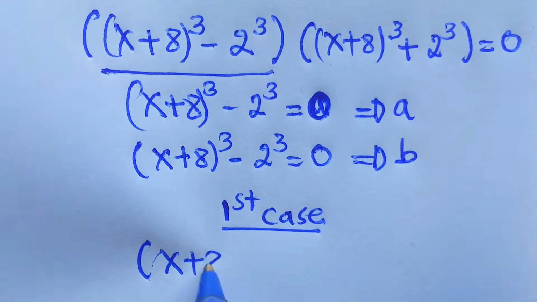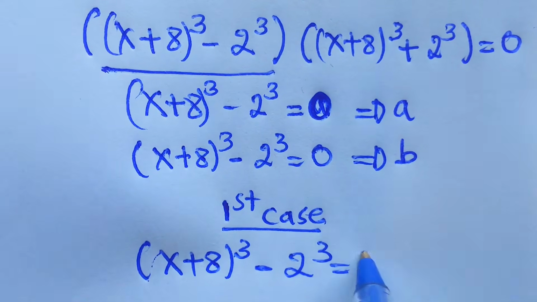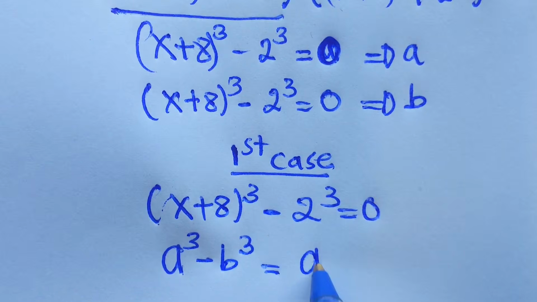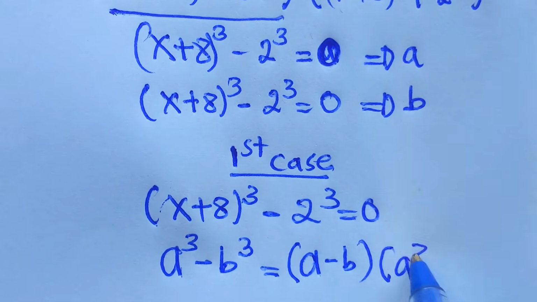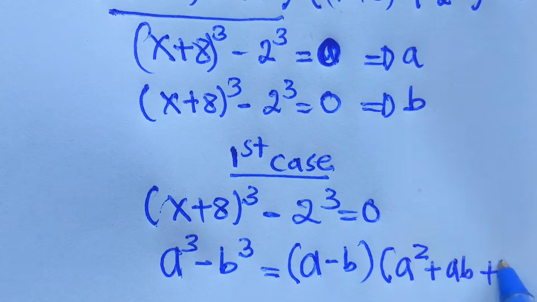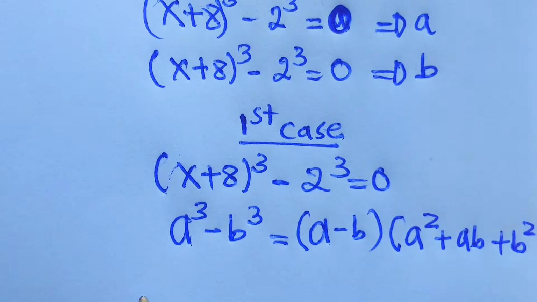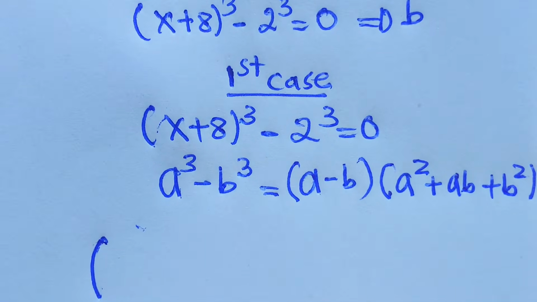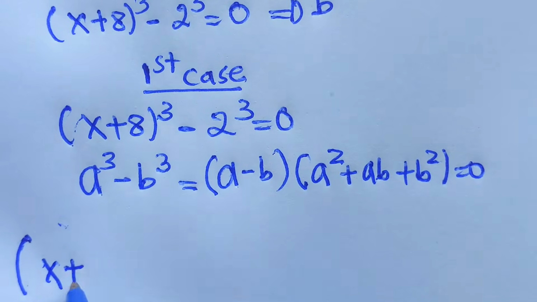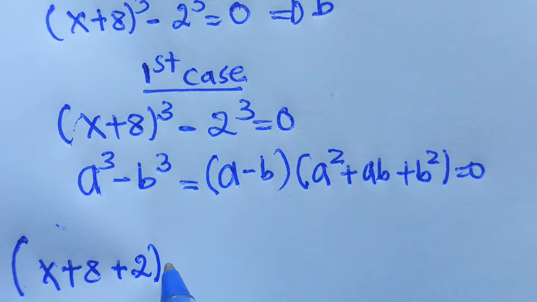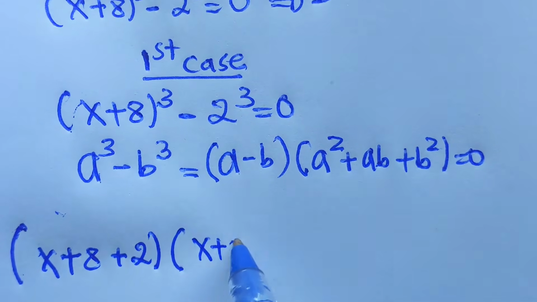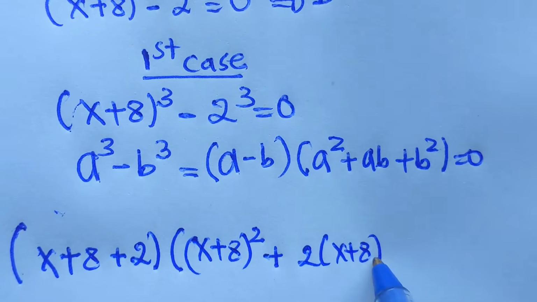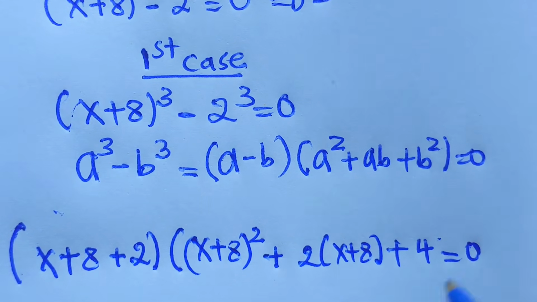We have (x + 8)^3 - 2^3 = 0, which is the same as a^3 - b^3 = (a - b)(a^2 + ab + b^2) = 0. Here a is x + 8 and b is 2, so we have (x + 8 - 2) times ((x + 8)^2 + 2(x + 8) + 4) equals 0.